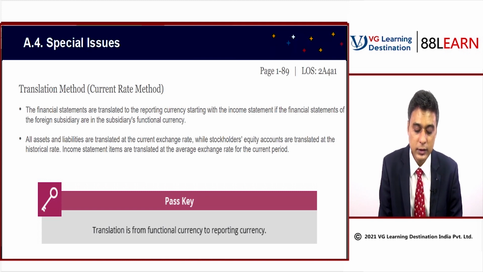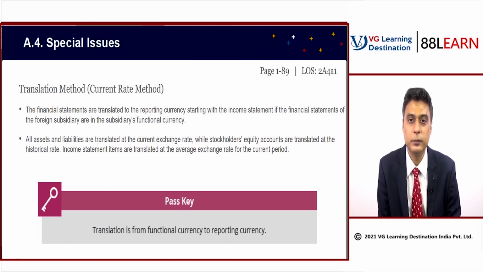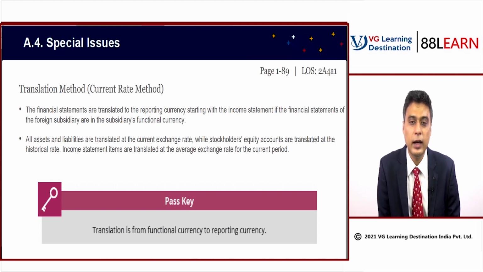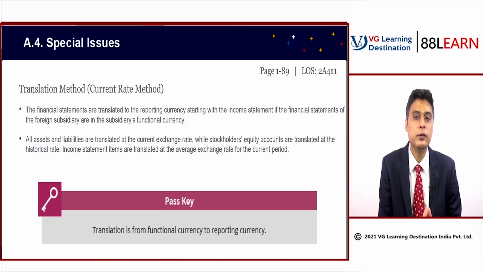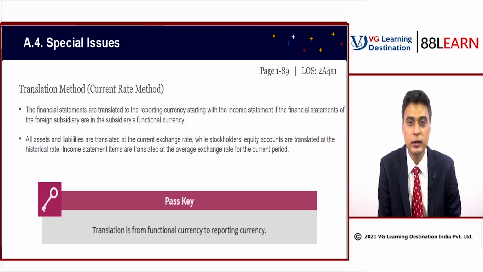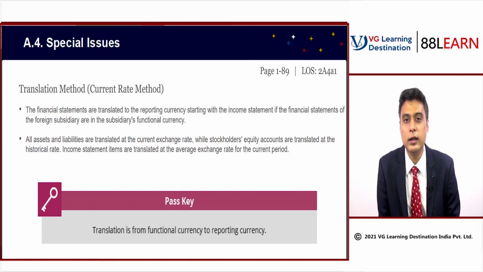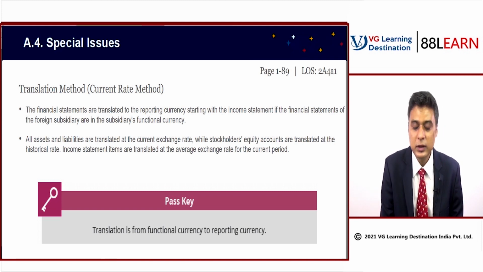If the financials of the foreign subsidiary are in the subsidiary's functional currency, that means if the financial statements are already in the functional currency. Let's say the functional currency is euro and the financials are already in euro, then we use the translation method to convert the financials from euro to the reporting currency, which is US dollars, right? Or in the case of India, if the financial statements are prepared in INR, that means they are already in the functional currency, right? That means we are going to use the translation method to convert it from functional currency INR to reporting currency USD, starting with the income statement.